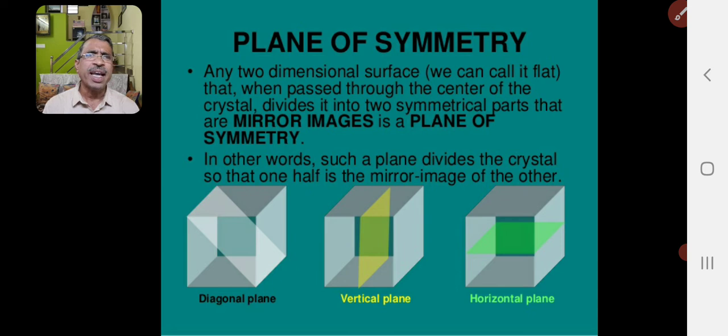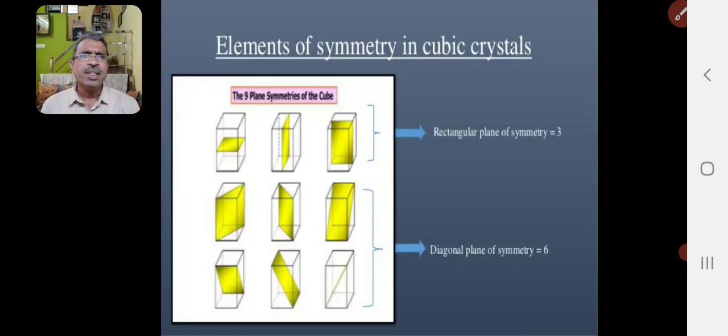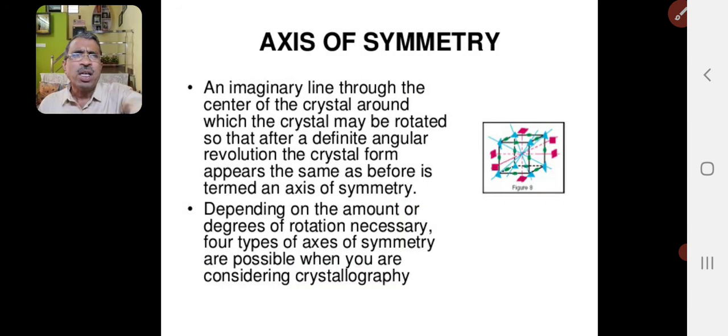Here is a diagram showing the planes of symmetry. As I have said, how many planes of symmetry are there? You have 3 rectangular planes of symmetry and then you have 6 diagonal planes of symmetry. Overall 9 planes of symmetry. Here is the diagram I have shown, the 3 rectangular planes of symmetry and the 6 diagonal planes of symmetry.